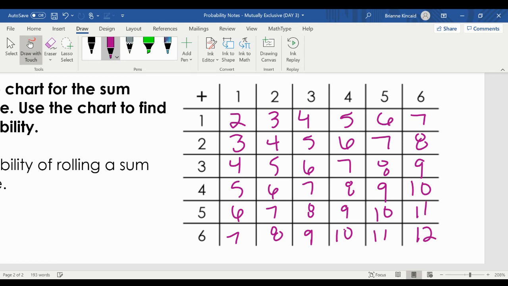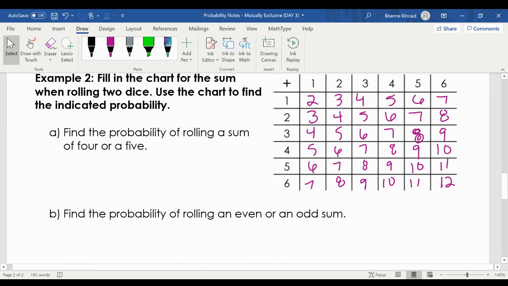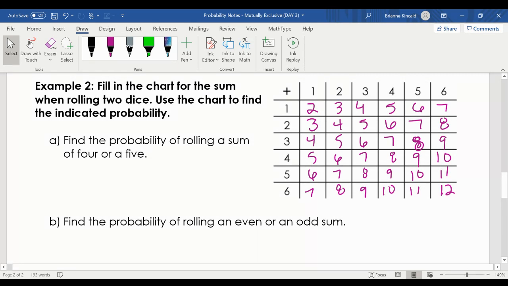Okay, so once we have our table filled in, we can go ahead and keep moving. So first example, find the probability of rolling a sum of 4 or a sum of 5. The reason that these are mutually exclusive is because 4 and 5 are totally different numbers.